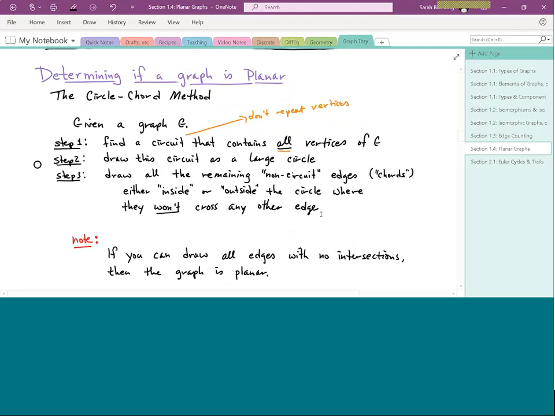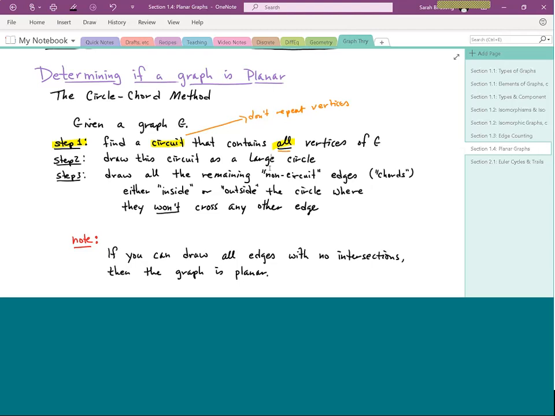The only time this method actually fails is, and let me highlight the part that would fail, the only part where this method fails is if on step 1 you can't actually find a circuit that contains all of your vertices. That's the time when this method actually fails. And if your graph is complicated enough, you can't just rearrange the vertices and get the edges to uncross, and the circle-chord method fails, this is when you would actually go to the third method, which is in a complicated graph a little bit harder to see.